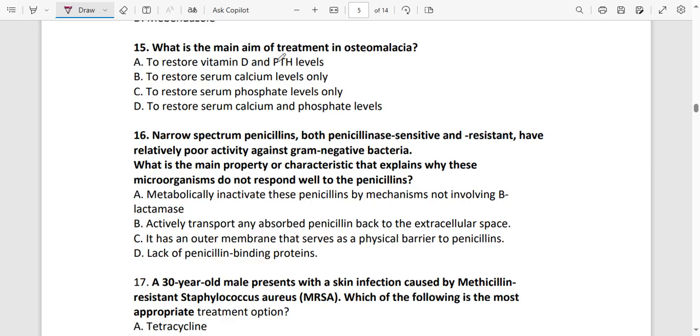What is the main aim of treatment in osteomalacia? To restore vitamin D and parathyroid hormone levels, to restore serum calcium levels only, to restore serum phosphate levels only, to restore serum calcium and phosphate. Anyone to help with that?